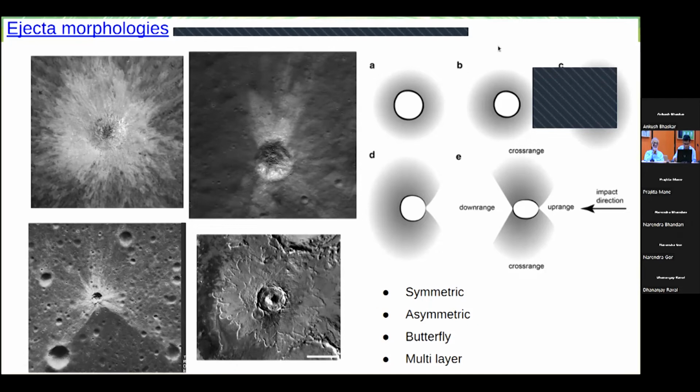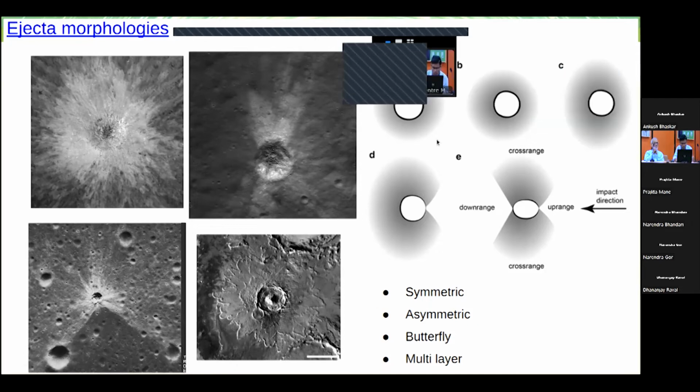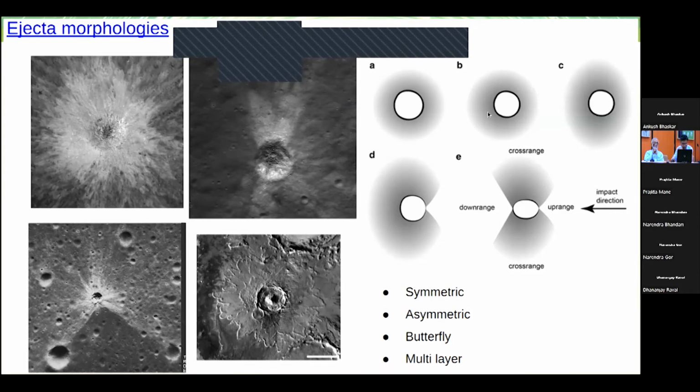So here I'm just showing simple examples. It could be very circularly uniform, sometimes off center, where the crater is sitting there, but the ejecta is off center. Sometimes we may see very highly elliptical ejecta, and sometimes we do see some part with no ejecta. And here you do see butterfly type ejecta, a wing type structure formed, with no ejecta falling here or on the opposite 180 degrees. So this has a lot of puzzling questions still.